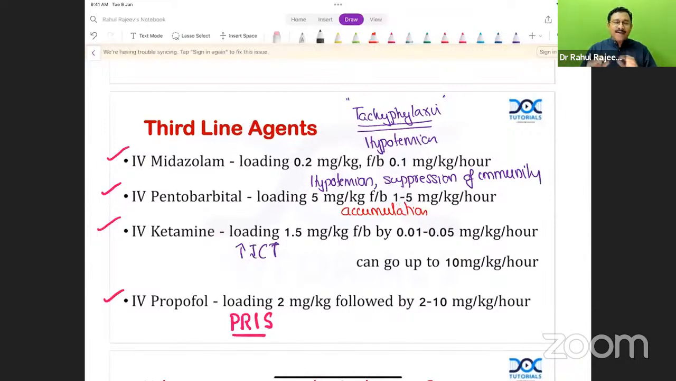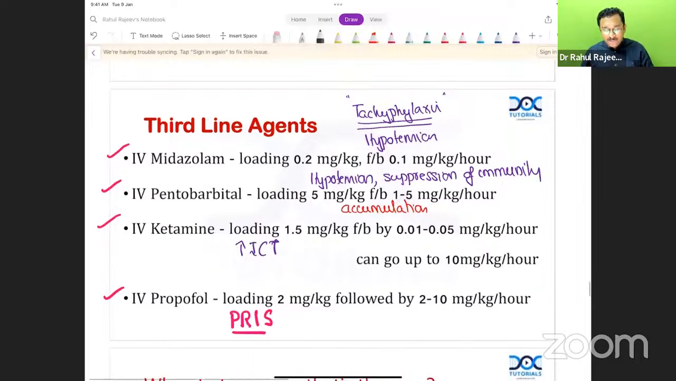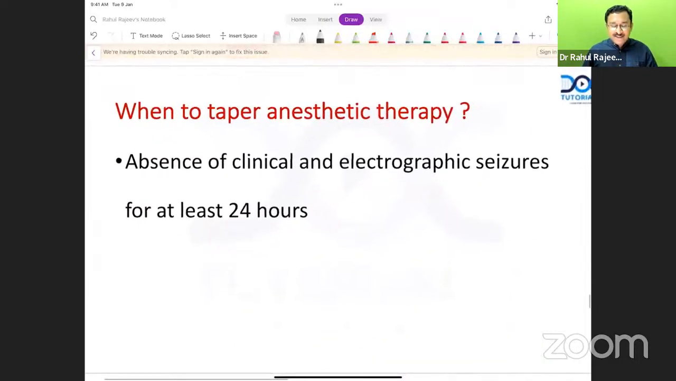Now, suppose you have started off a third line agent. When will you think of tapering the dose? I told you you can up titrate the dose, that I've already told you. Now, when to taper anesthetic therapy? See, absence of clinical and electrographic seizures for at least 24 hours.